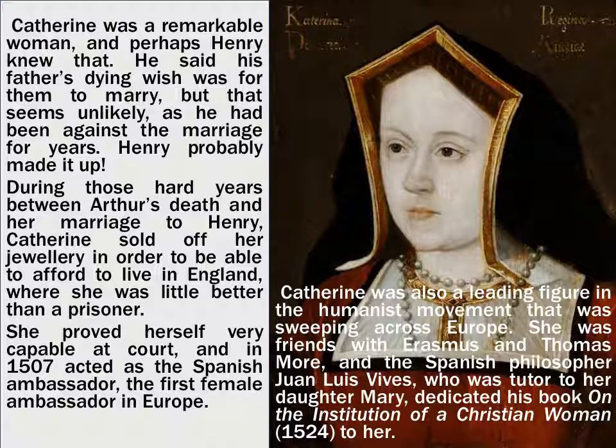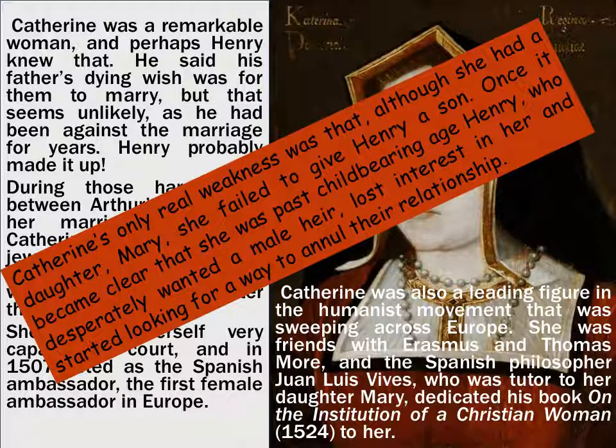So she was a very accomplished, very intelligent woman for her period. The only real weakness, from Henry's point of view, was that she had a daughter, but she never gave Henry a son. And once it became clear that she wasn't going to have a son, she was past childbearing age, Henry lost interest in her. He desperately wanted a male heir. He didn't really think that a woman would be able to carry on after his death. He was wrong about that, but he thought he would have to have a son. And so he started looking for a way to end the relationship, to annul their relationship.